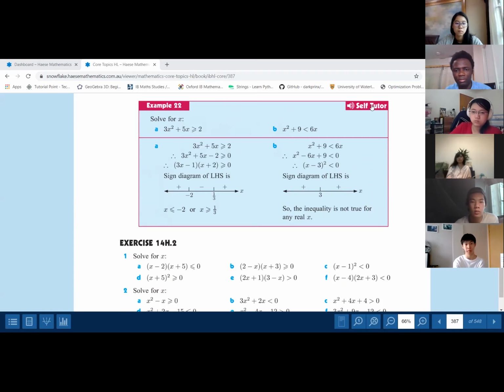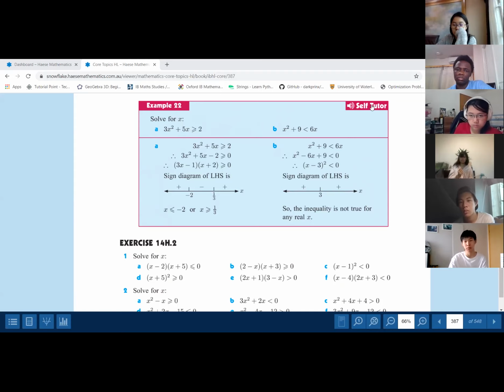Next example. In part B, we subtract 6x from both sides to make the right-hand side 0. We see that the left-hand side can be factorized as a perfect square. In this form, we see that the inequality cannot be true for any real x, since the squared term cannot be negative. We can also see this on a sign diagram.